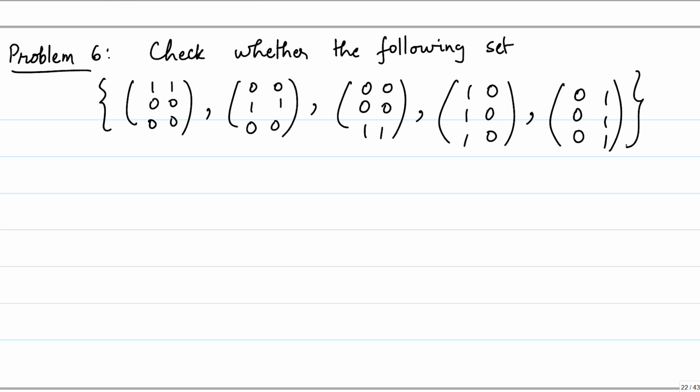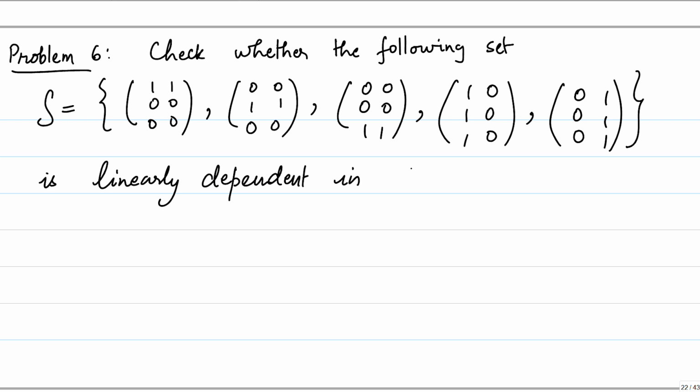(1, 1, 0, 0, 0, 0), (0, 0, 1, 1, 0, 0), (0, 0, 0, 0, 1, 1), (0, 0, 1, 0, 1, 0), (0, 0, 0, 1, 1, 0). So check whether this following set S is linearly dependent in, which is the vector space? This is in the vector space of all 3×2 matrices over R.